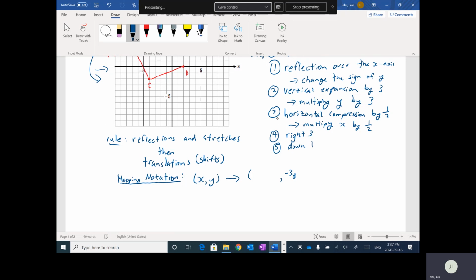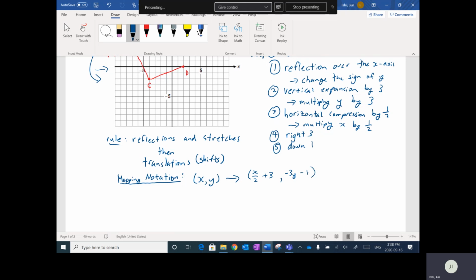Now number 3, this third one here, applies to the x coordinate. I'm going to multiply the x by 1/2. In other words, x times 1/2, so x over 2. Remember, multiplying by a half is the same as dividing by 2. I'm just going to write this as x over 2. And then move it right 3. If I want to take a point and move it right 3, I'm going to add 3 to the x coordinate. And then move it down 1. So to the y, I'm going to move it down 1.